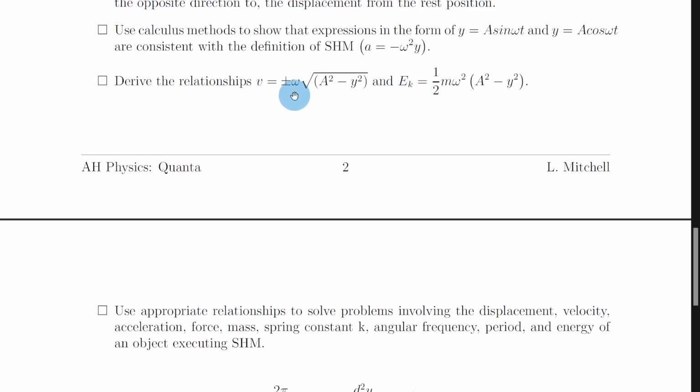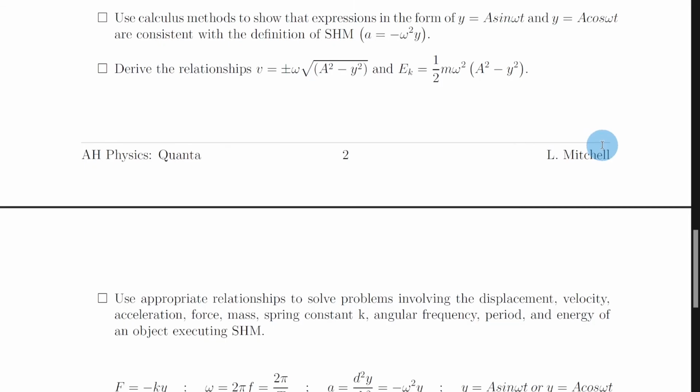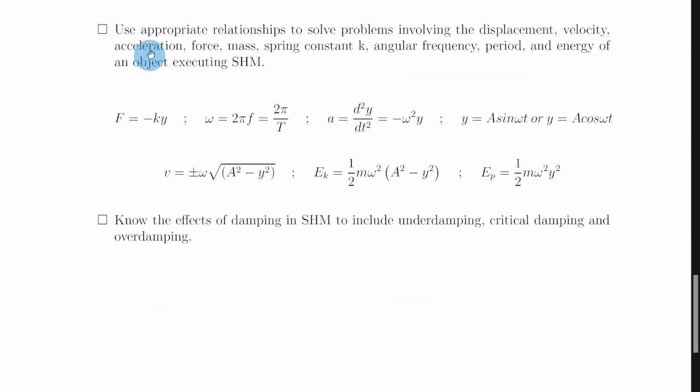So we have v equals plus or minus omega times the square root of a squared minus y squared, and Ek equals a half m omega squared times a squared minus y squared. So check out my theory videos for deriving these equations if you're not sure how to do that. Moving on, you need to be able to use appropriate relationships to solve problems involving the displacement, velocity, acceleration, force, mass, spring constant k, angular frequency, period, and energy of an object executing SHM. So all of these equations for simple harmonic motion you need to be able to use.